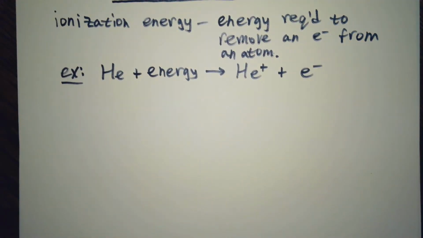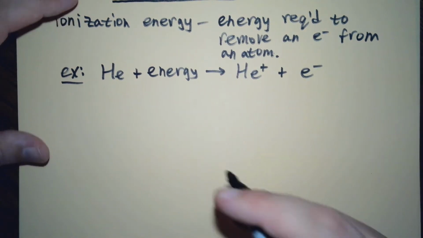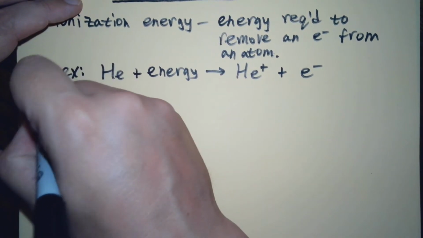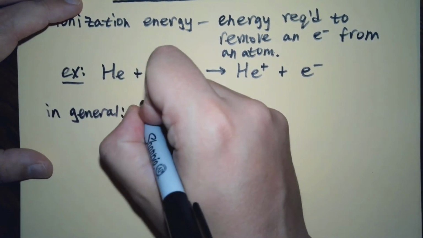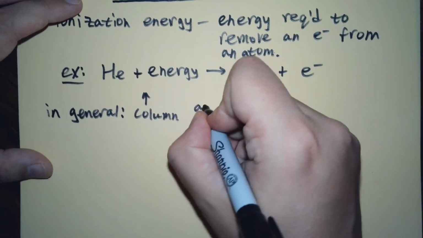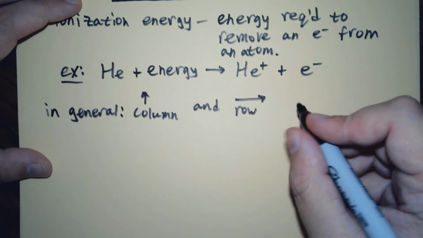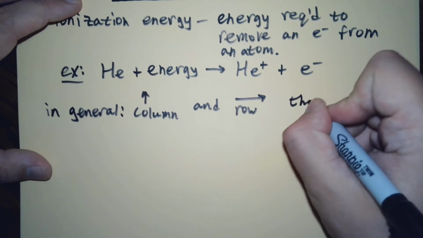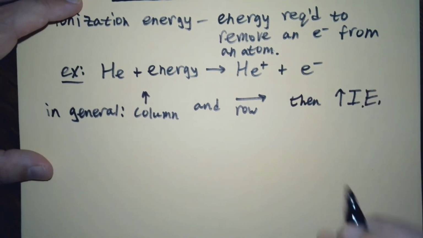So we've just got, in general, 2 trends, because guess what? Just like before, this area gets a little messy. Stupid transition metals with their crazy d orbitals. So in general, there are always the exceptions. If we go up a column and across a row from left to right, then our ionization energy increases.